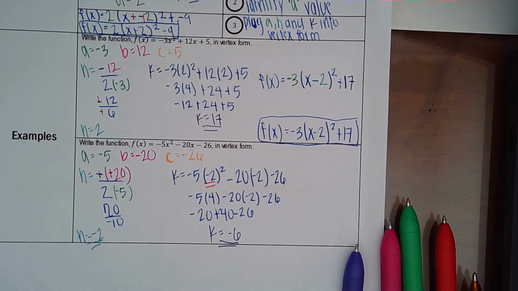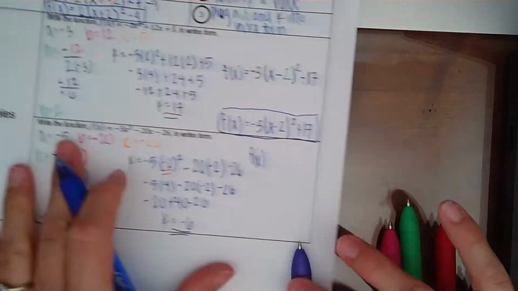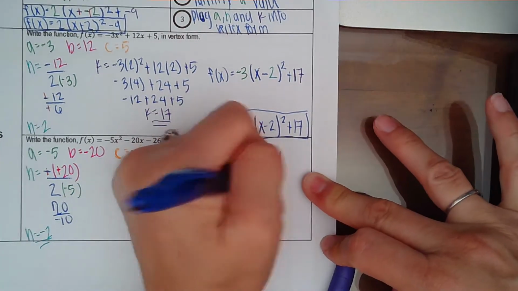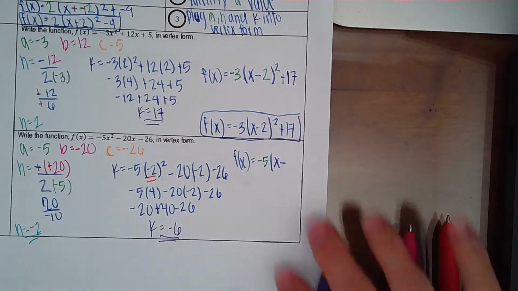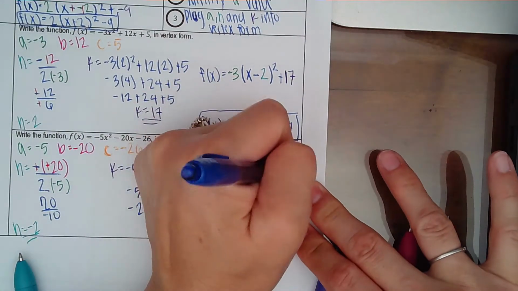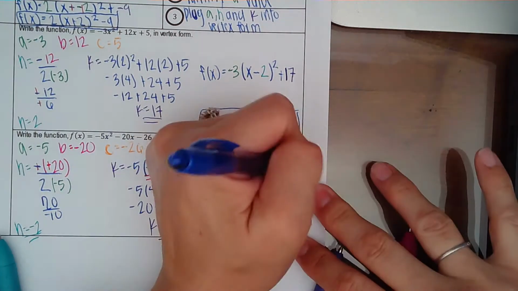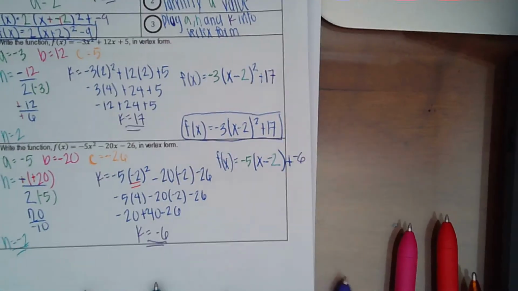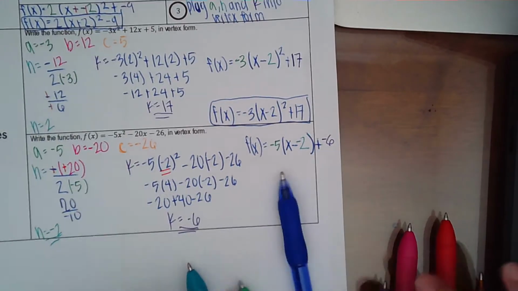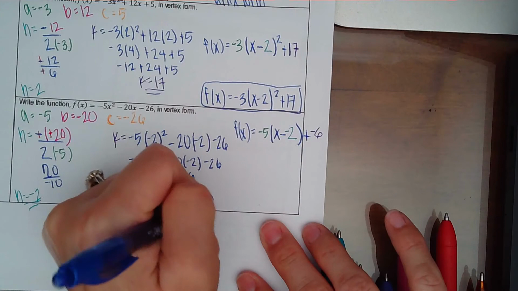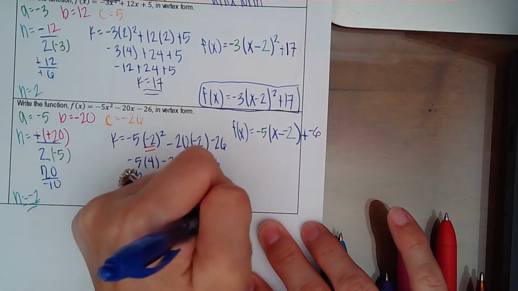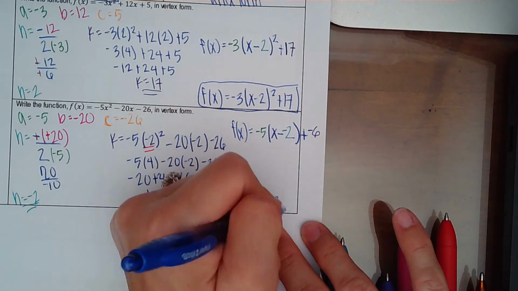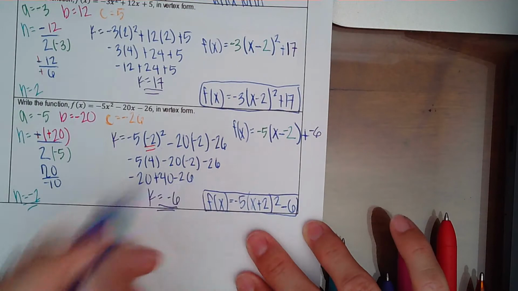vertex form. So we're going to say that f of x equals negative 5 (x minus negative 2) plus negative 6. Well, there are things that we can simplify and change signs a bit. So we're going to write our final answer as f of x equals negative 5 (x plus 2), right? These two negatives become a positive, squared minus 6. And that will be our answer simplified.